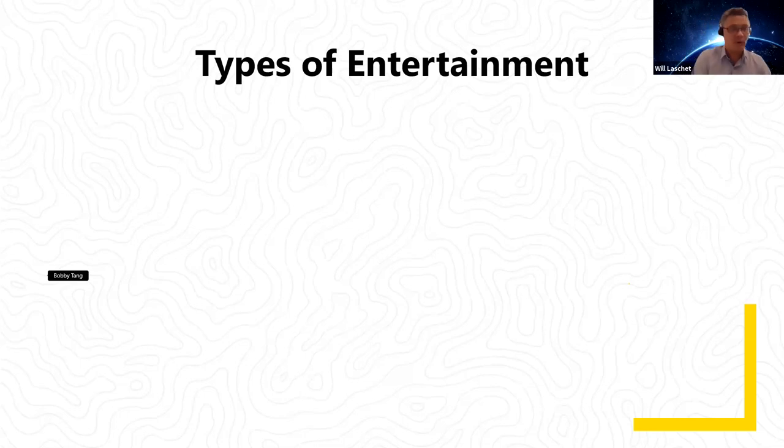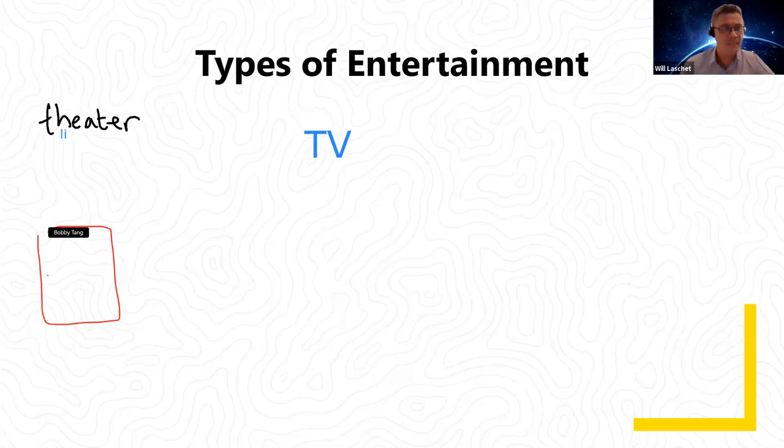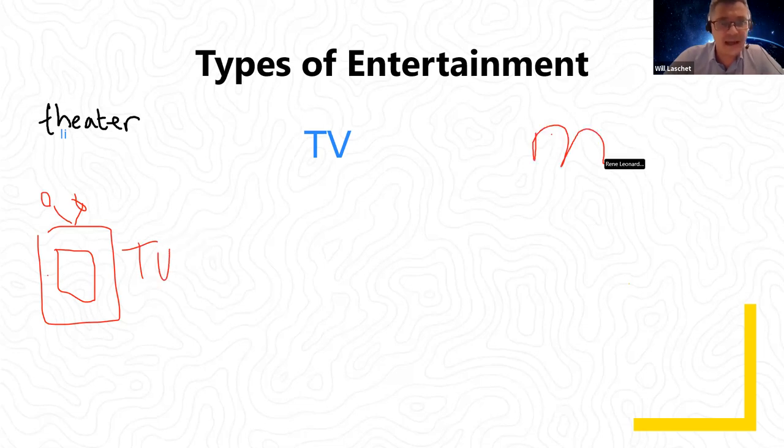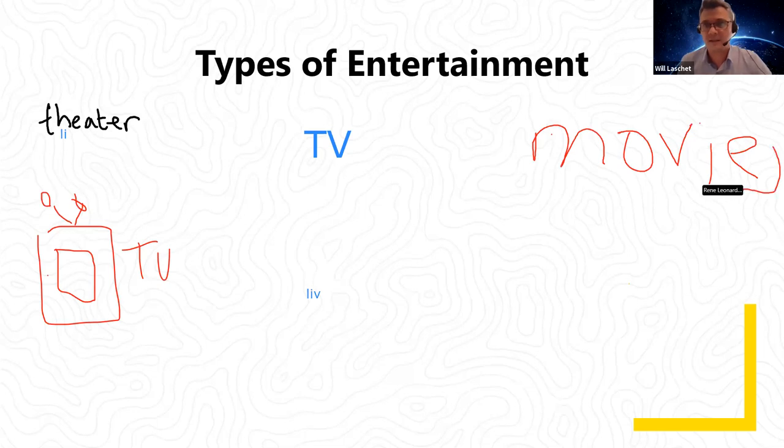The one that we saw earlier in the picture, I will write it here. So this is theater. So we've got here TV. Someone's drawn a TV. Thank you, Bobby. That's very nice. Can we have a few more? So we've got movies, TV, theater. Let's get a few more up there.